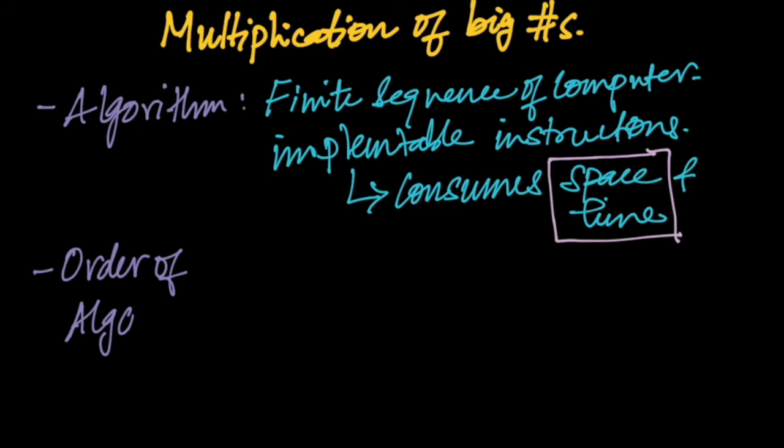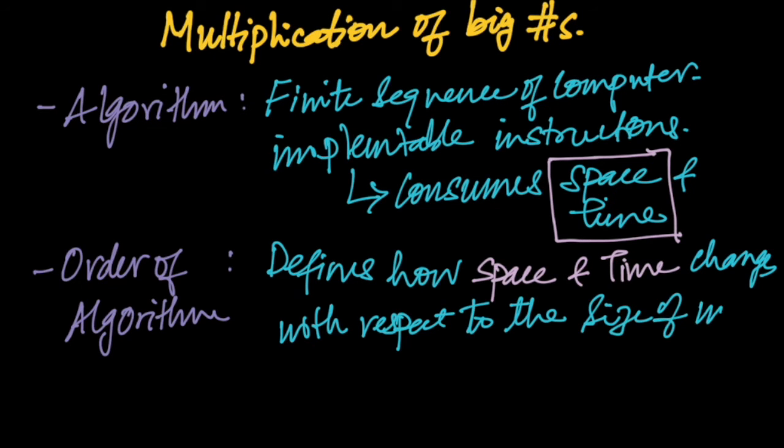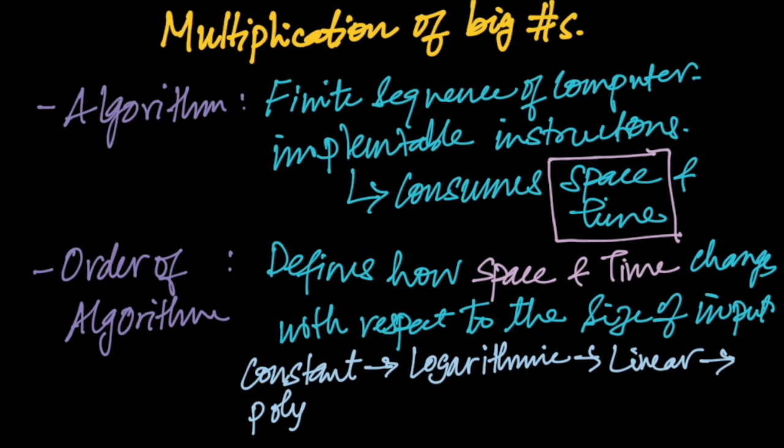Order of algorithm. It defines how space and time change with respect to the size of the input. So the order of the algorithm can be constant or logarithmic or linear, polynomial or exponential. Now let's talk about a brief history of multiplication techniques.